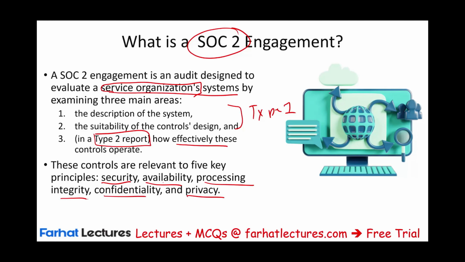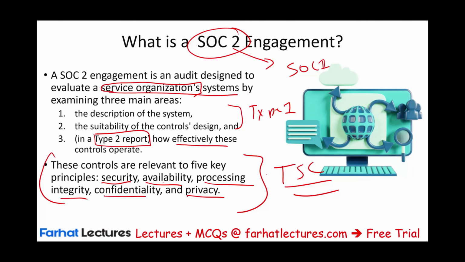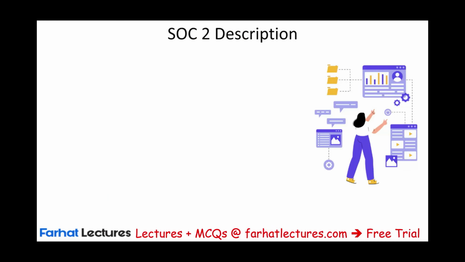This is in contrast to SOC 1. Under SOC 1, our criteria is the internal control over financial reporting. So the control criteria are different. SOC 1 deals with internal control over financial reporting. SOC 2 deals with trust services criteria, and those are the trust services criteria. Now a SOC 2 could be about one, two, three, or all of them. It does not matter. So let's take a look at what a SOC 2 engagement description would involve.